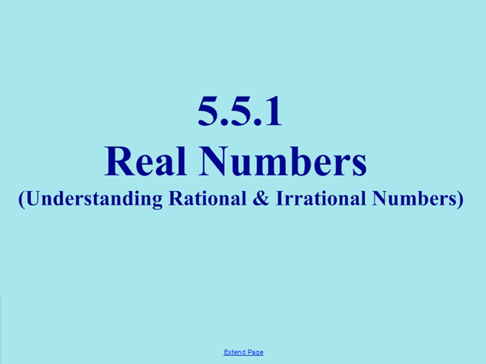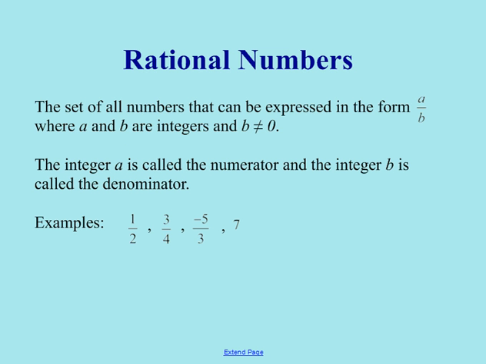This is section 5.5.1 on real numbers, understanding rational and irrational numbers. So in the previous lesson, we defined the rational numbers. They are the set of all numbers that can be expressed in the form of a over b, where a and b are integers and b does not equal 0. In other words, rational numbers are fractions.